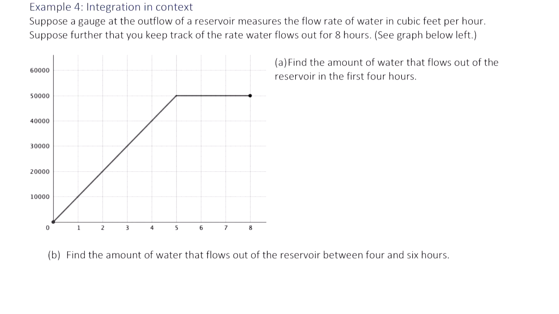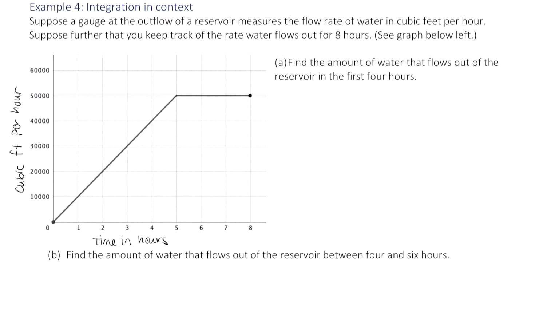All right, let's put integration in context. Suppose a gauge at the outflow of a reservoir measures the rate of water in cubic feet per hour. So here's the outflow, and this is in cubic feet per hour. And then we keep track of that rate of water flow for 8 hours. So that's the time here, so this is time in hours.